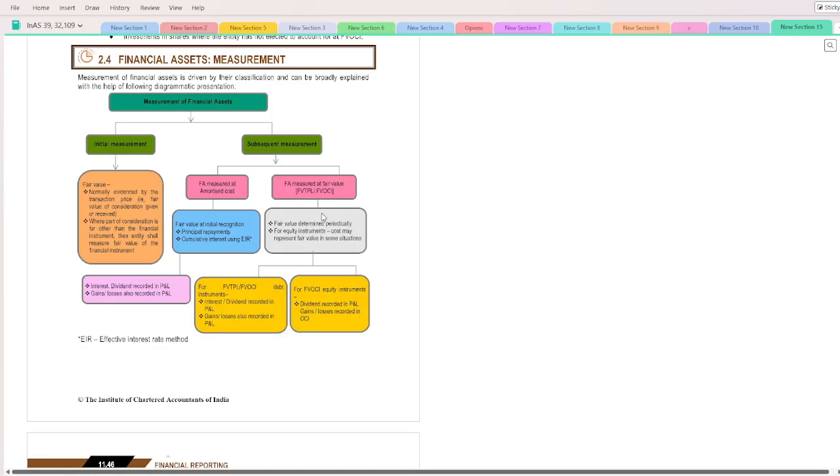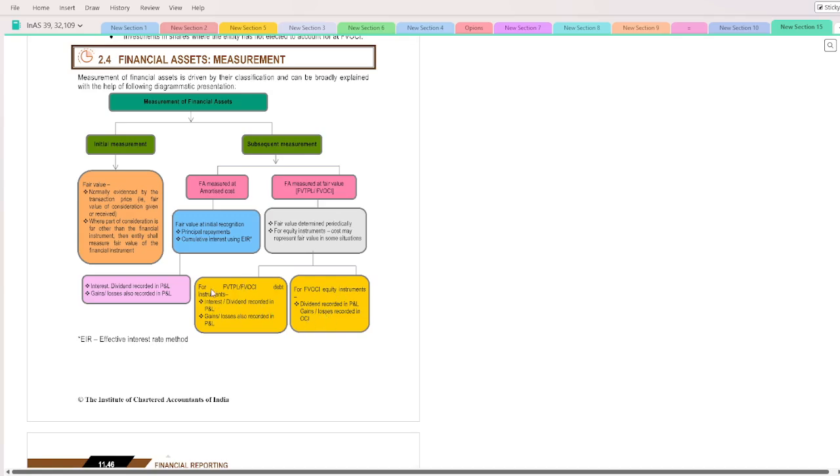Okay, and similarly here also the dividend and the interest you will be recording under the P&L. This is what they mentioned. Similarly, for the debt instrument and for the equity instrument, the gains and the losses will be going under the OCI. So that is a catch here.